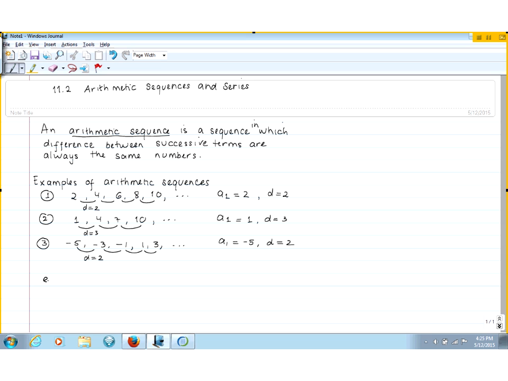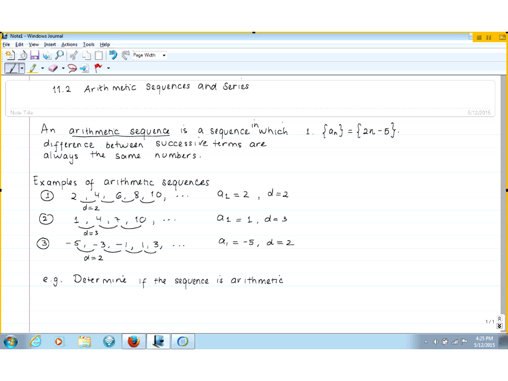So what we want to do next is determine if a sequence is an arithmetic sequence or not. So number 1, an is equal to 2n minus 5.